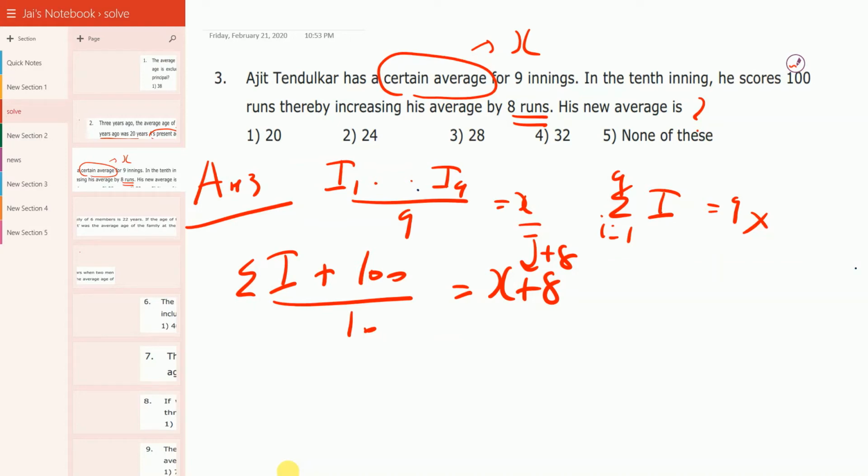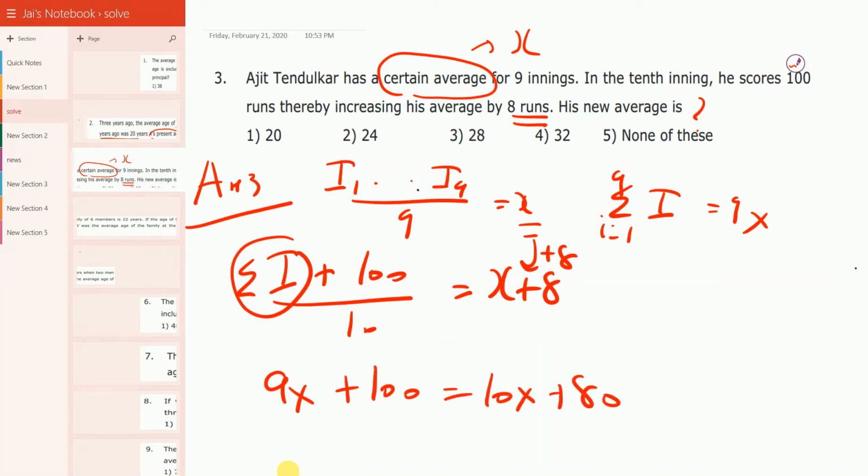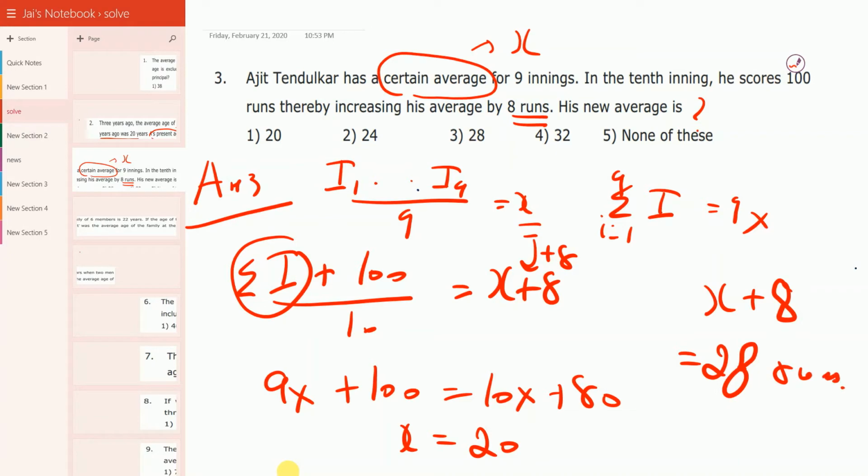So from here you can put the value of summation Xi to be 9x. This becomes 9x plus 100 is equal to 10x plus 80. So from here the value of x comes out to be 20. So his new average would be x plus 8. This becomes 28 runs. So option C is the right answer to the given question.